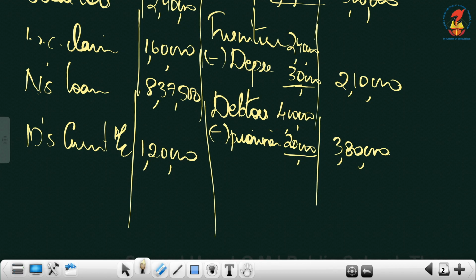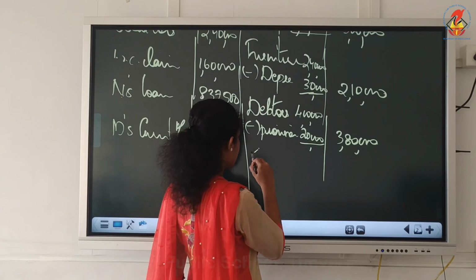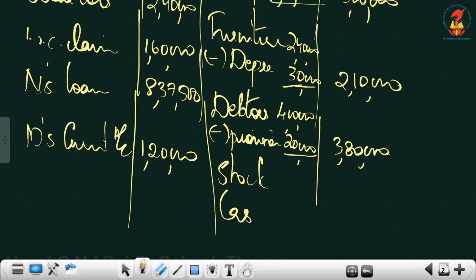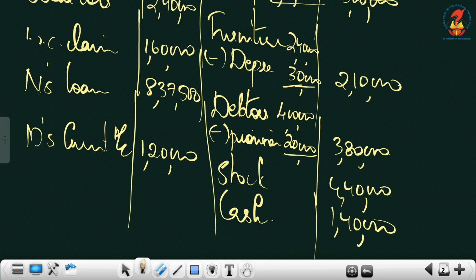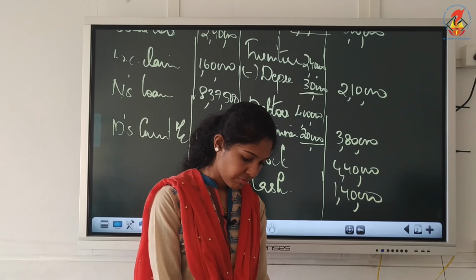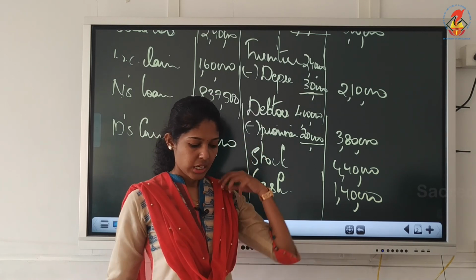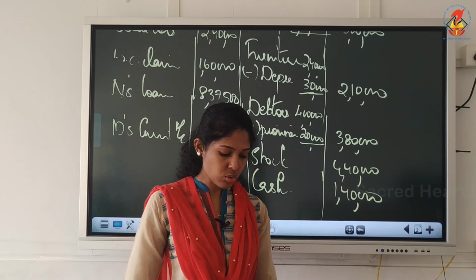For stock also there is no change, cash also the same. So, stock is 4,40,000 and cash is 1,40,000. Now, we will refer to the adjustments, land, furniture, liabilities. You have to see whether we have any new asset in the adjustments. Here we don't have any new asset.